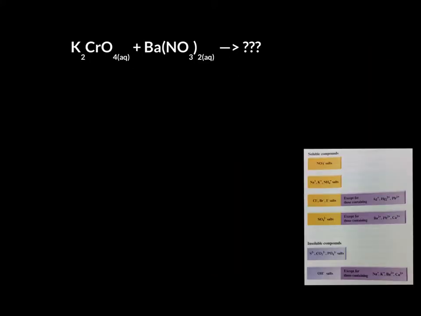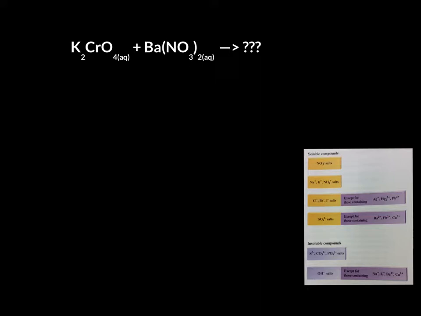Let's take a look at an example here. Here we have potassium chromate and barium nitrate from the video on the first slide, and we need to know what is produced. You saw a yellow precipitate form, but there was still clear liquid surrounding it. So one of the products is going to be the precipitate, the other is going to be aqueous in solution. We have to figure that out.